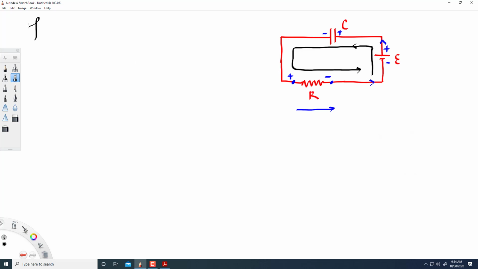Now we want to apply the loop rule. That's what the question is. What is the loop rule? The loop rule is that the sum of all the potential differences in a loop is 0. Okay, that's the loop rule. So what's the potential difference in this capacitor? We are considering this capacitor. That's our first component.